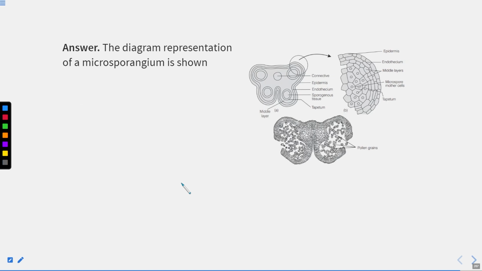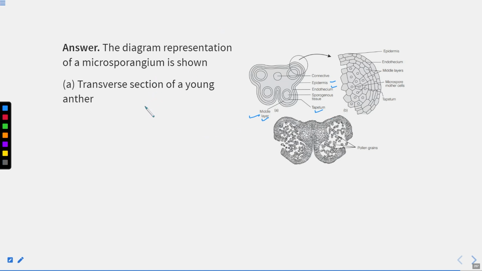Here you can see image A, the transverse section of a young anther. Here you can see the epidermis, which is the outermost layer. Then we have the endothecium, inner to the epidermis. Then you have the middle layer, and then the innermost layer is the tapetum. So there are usually 4 layers here.